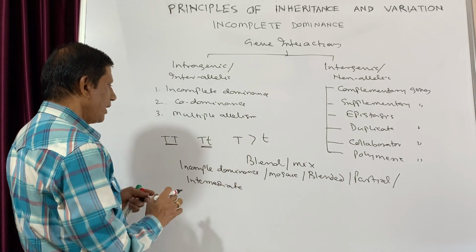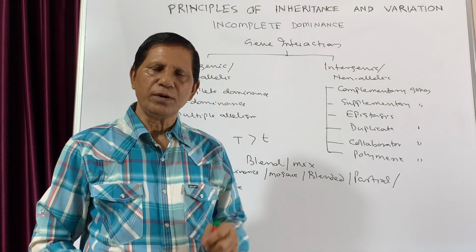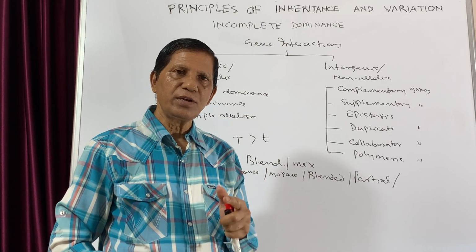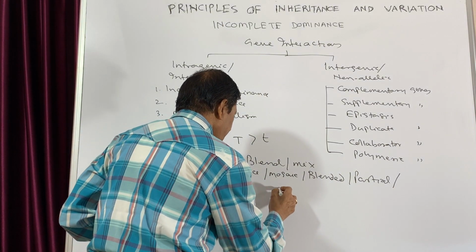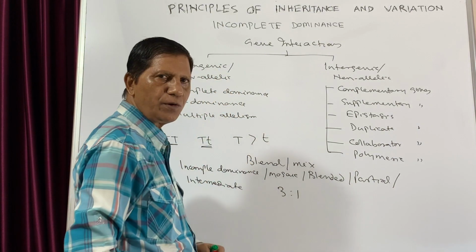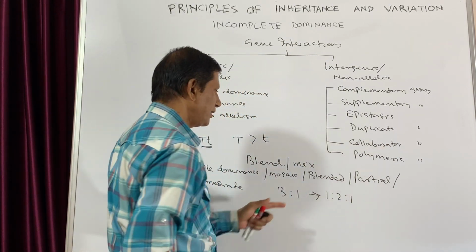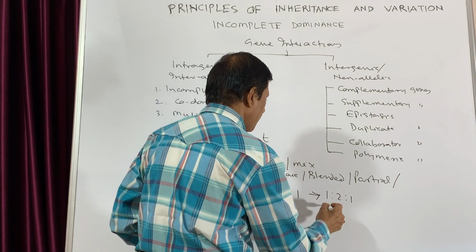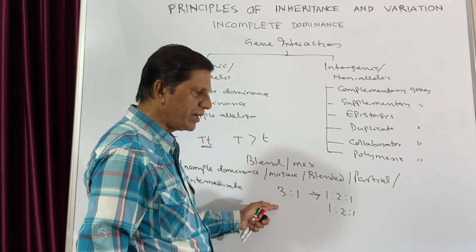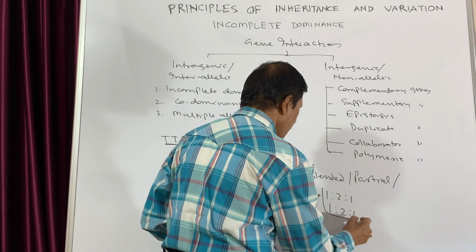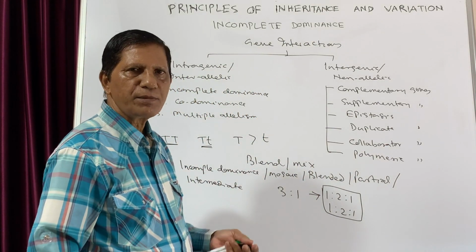That means in this case one allele is not completely dominating the other, and as a result, in the F2 of the monohybrid cross, the phenotypic ratio of 3:1 is modified to 1:2:1. That means it is equal to the genotypic ratio. The genotypic ratio is usually 1:2:1, while the phenotypic ratio is 3:1 according to Mendel. But here both the genotypic and phenotypic ratios are 1:2:1. So let us give some examples.